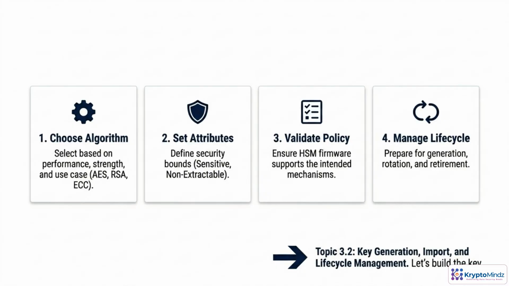Everything we've covered comes down to treating keys as designed security objects, not just bytes in an HSM. First, choose the right key type and algorithm for the role: encryption, signatures, HMAC, or derivation. Then set attributes that lock in confidentiality, usability, and visibility. Validate your Luna policies and mechanisms so theory matches the real device. Next, we'll generate, import, rotate, backup, and retire keys using this design-first mindset.